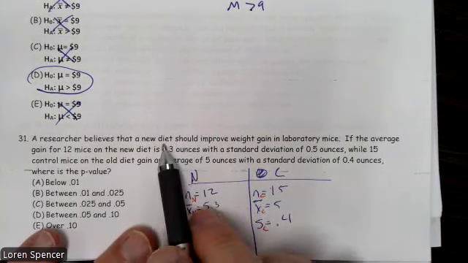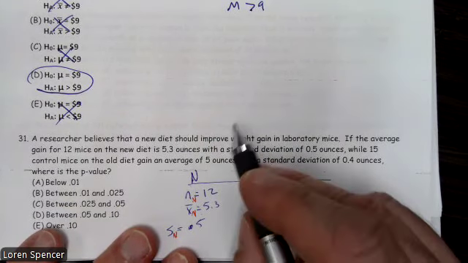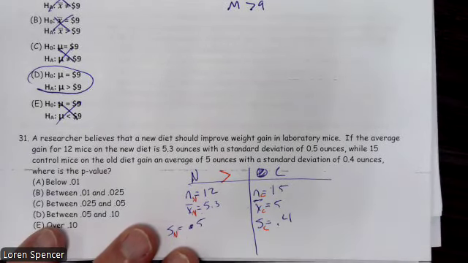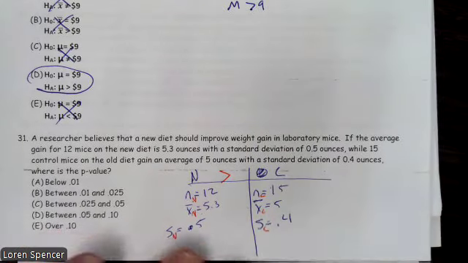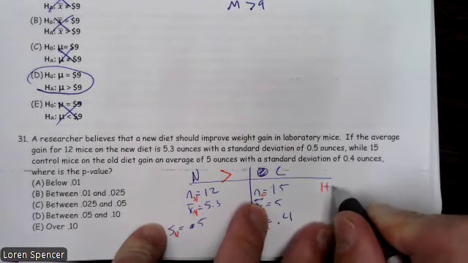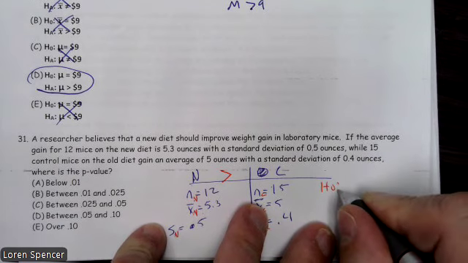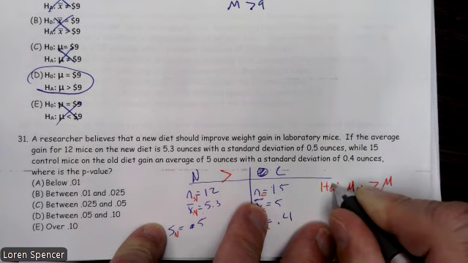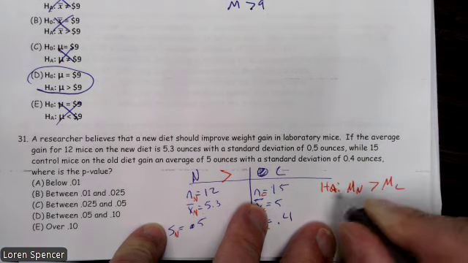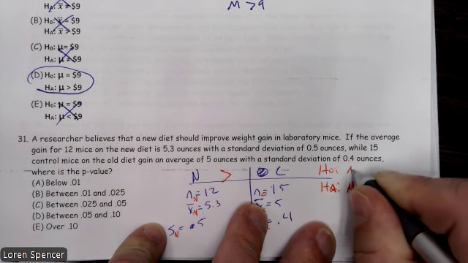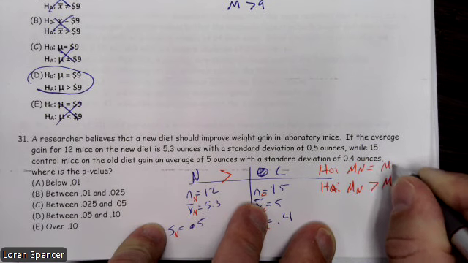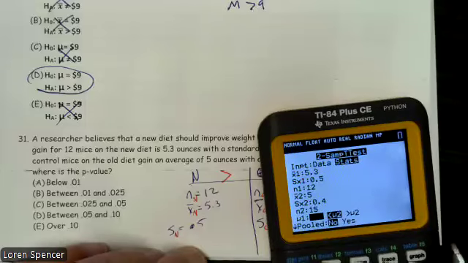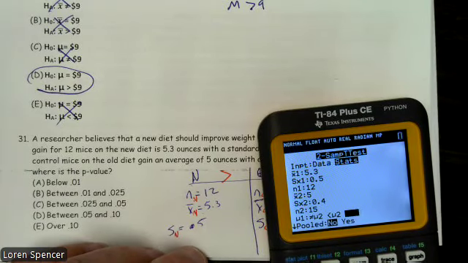And they want to see that the new diet should improve the weight gain. So we're wanting more weight gain from the new than we have from control. If we were writing our hypotheses, HA: mu new is greater than mu control. Our H0 would of course be mu new equals mu control. So we need to make sure we have greater than highlighted on the calculator, which I now do. We never pool.